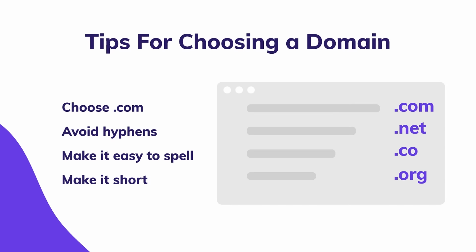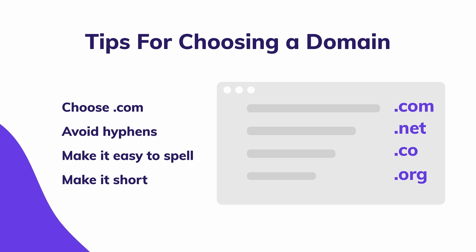So let's talk a little bit about domain names. On the right side you can see the most popular top level domain names, TLDs, or basically just the ending of your website. So as you can see, the most popular one is .com, the second one .net, .co, .org, and so on. There are plenty of them, but these are the most popular ones, and I would like to share with you some tips for choosing a domain name.